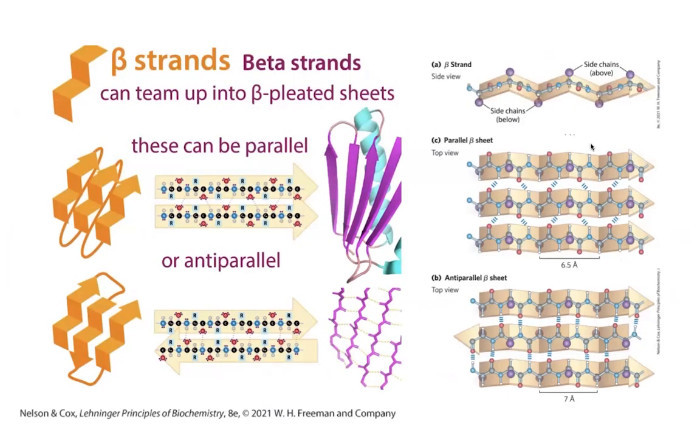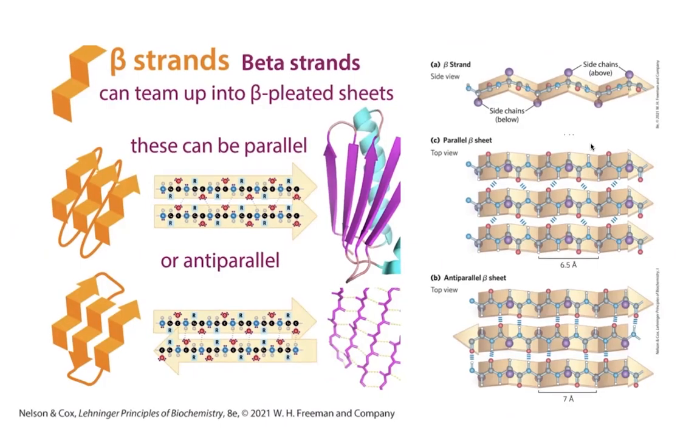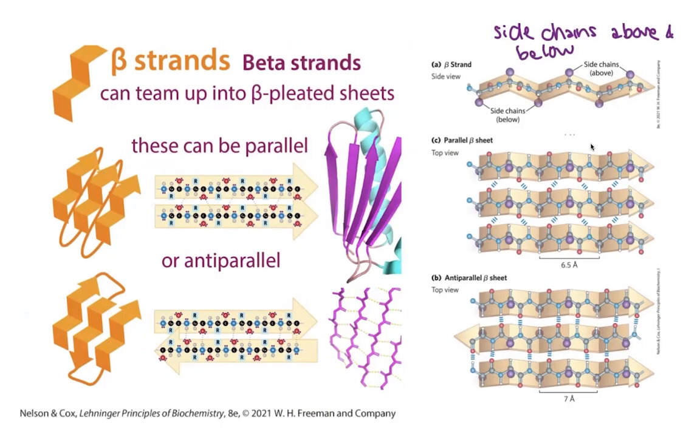Remember, the strands are the individual units, and the sheets are when they link up. We often call them beta pleated sheets because we have this zigzag structure. What's important is that the side chains go above and below this zigzag, these pleated strands.